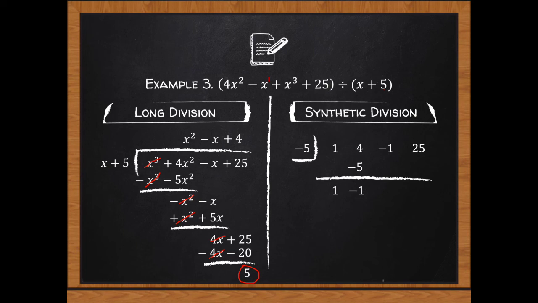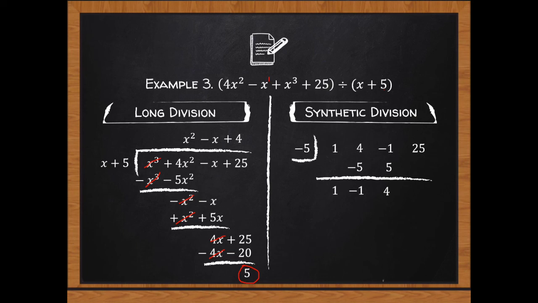After adding, multiply ulit tayo kung anong nakuha nating sagot. Negative 1 times negative 5. It's positive 5. So, sulat natin dito. And then, we add negative 1 plus 5 is equal to positive 4. Bakit positive? Kasi nga, bigger si 5 kay 1, kaya positive 4 na tayo.